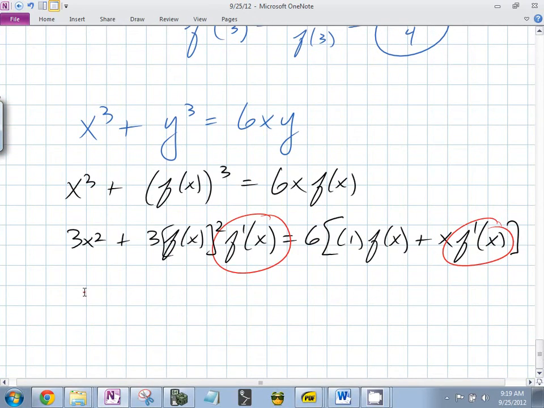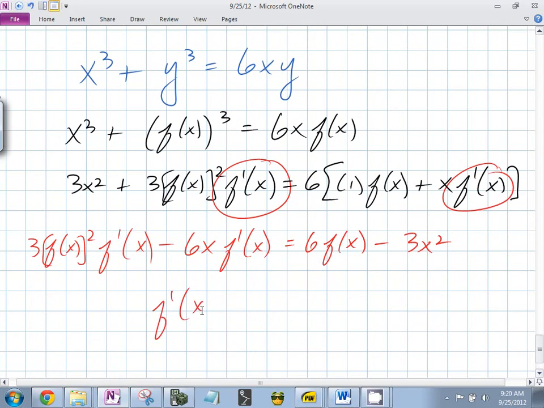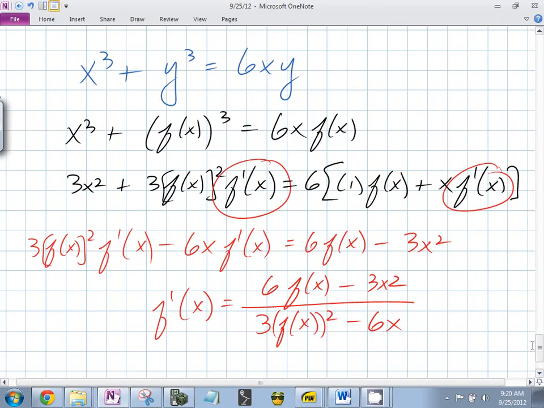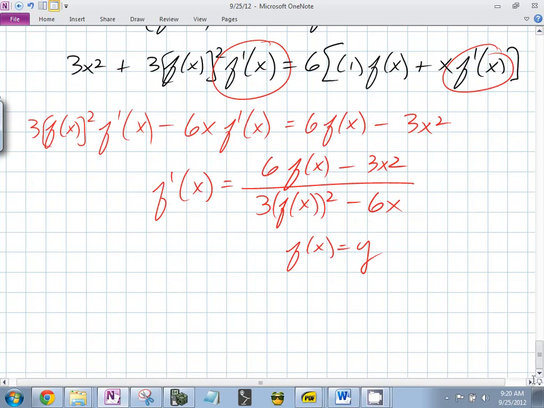So you end up with 3 f of x squared f prime of x minus 6x f prime of x. And what's that going to equal? 6f of x minus what? 3x squared. So what's f prime of x going to be equal to? 6f of x minus 3x squared all over what? Minus what? And remember, what is f of x? y. Yeah, f of x is equal to what? y. So how can we rewrite this? f prime of x is equal to minus.